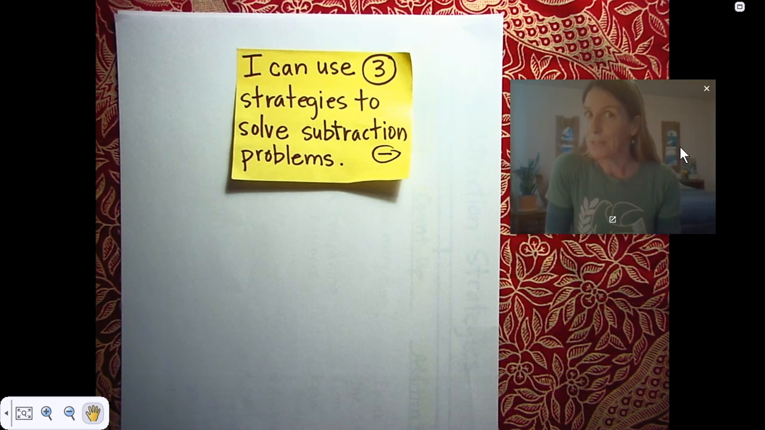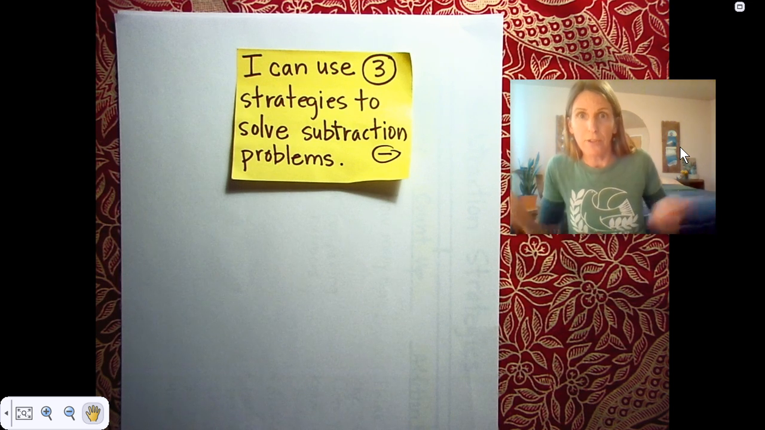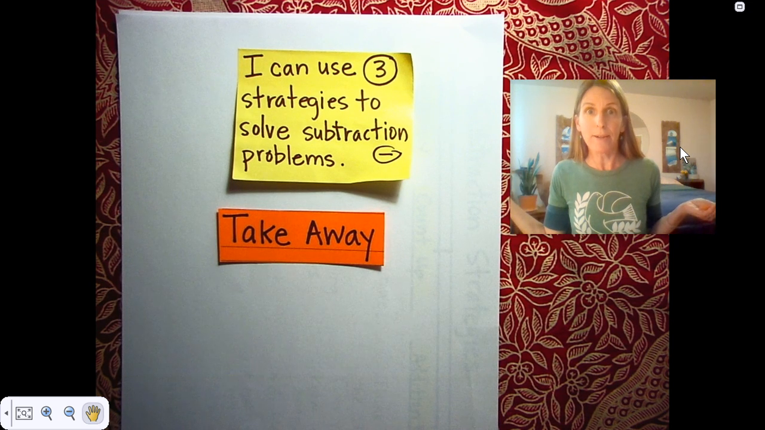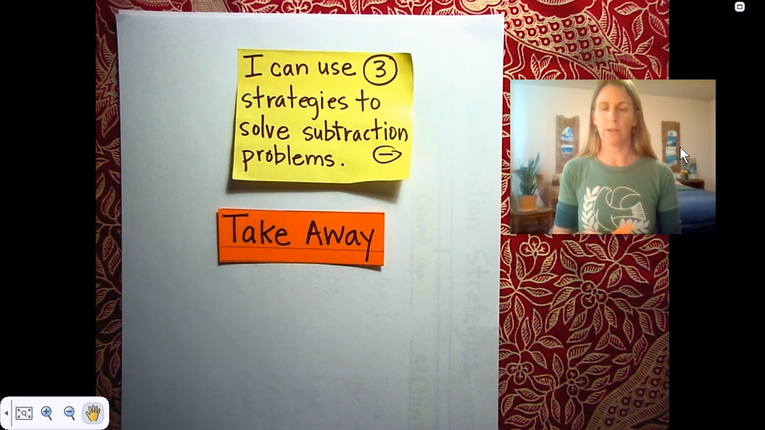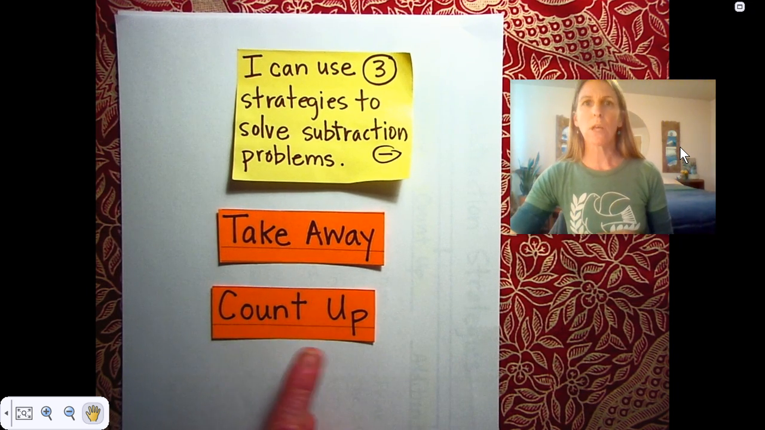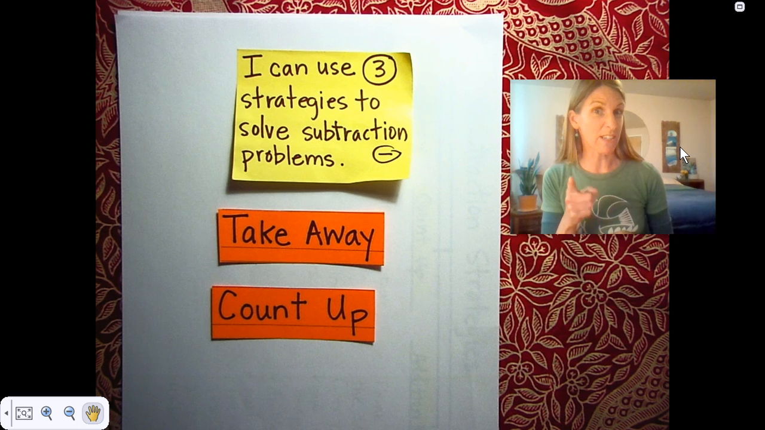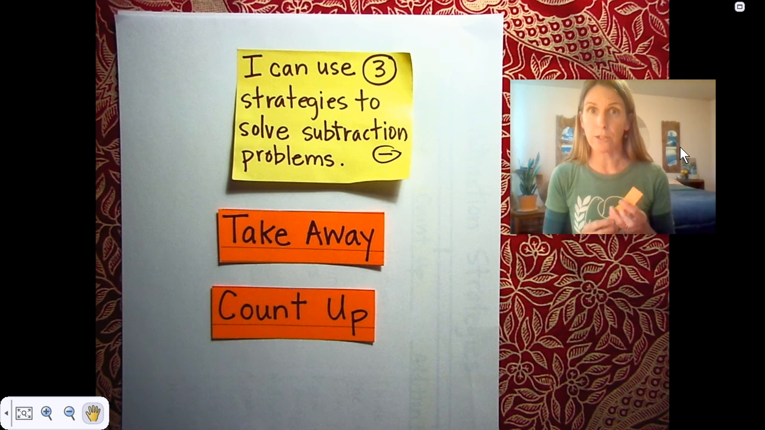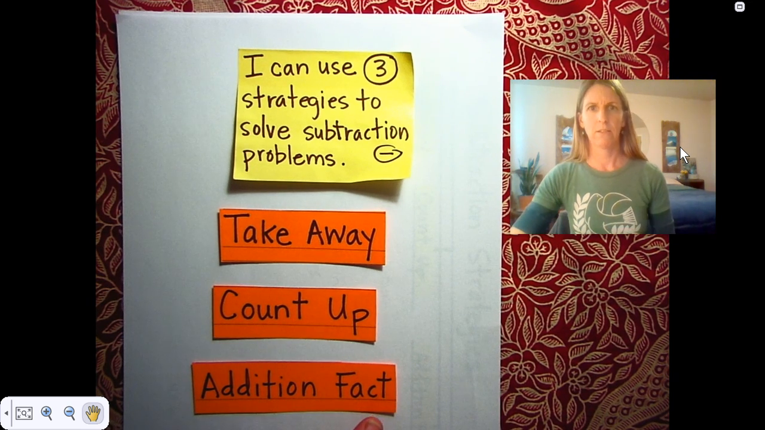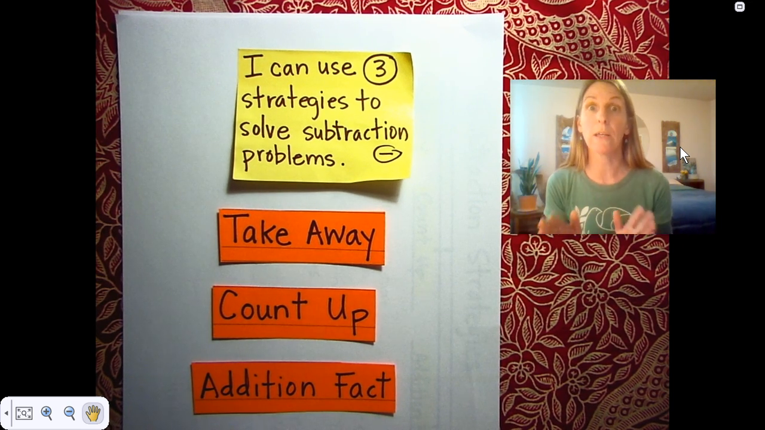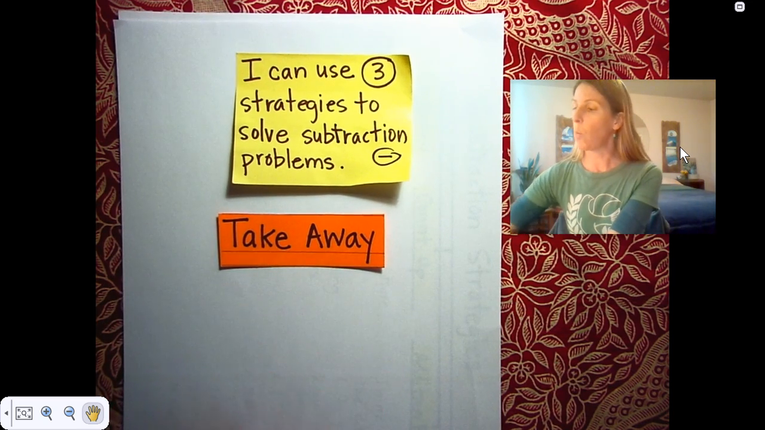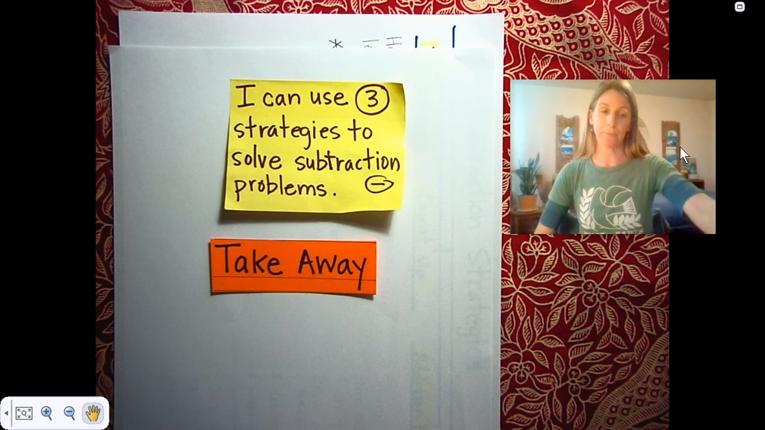You've probably already used some of them and just didn't know that they actually had official names. One official name is takeaway. That's one of our strategies. Another strategy is count up. You probably already do this. And another strategy to use is addition fact. What does that mean? I will explain. I'll start with takeaway and explain one strategy at a time.